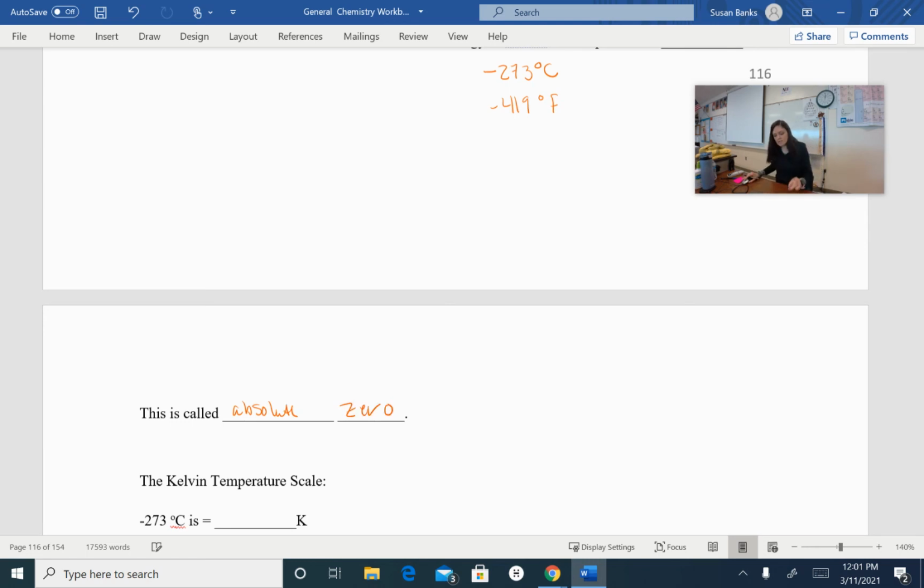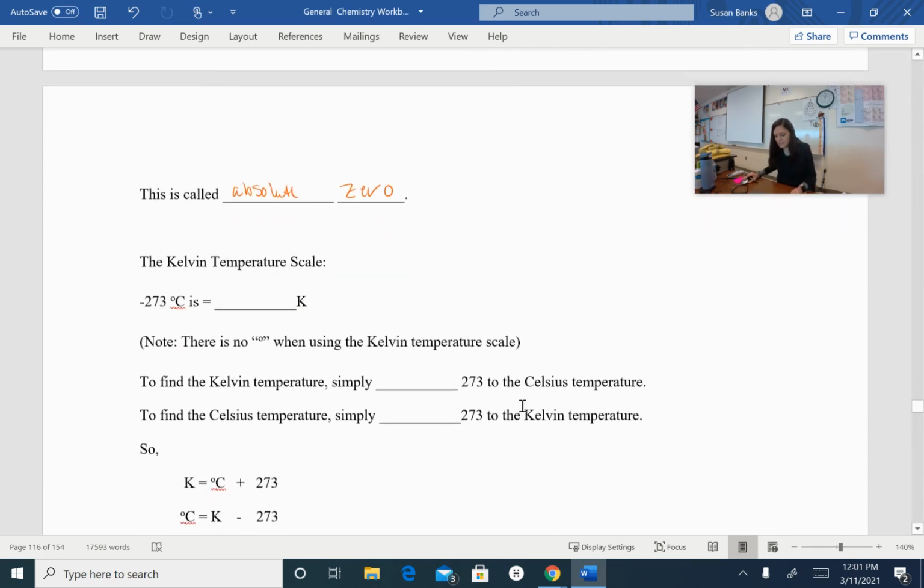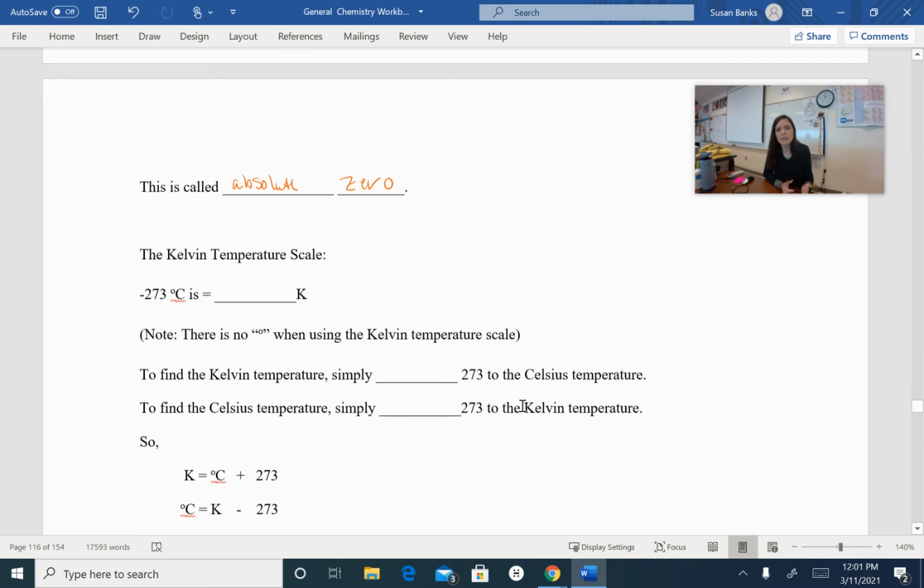Okay, so the temperature scale is basically a scale that we use that measures things based off of when they absolutely have no kinetic energy and up. There is no negative value in the Kelvin scale. Okay, so the Kelvin temperature scale, negative 273 Celsius is 0 Kelvin. Notice that there is no degree mark when using the Kelvin temperatures. It's just K or Kelvin.